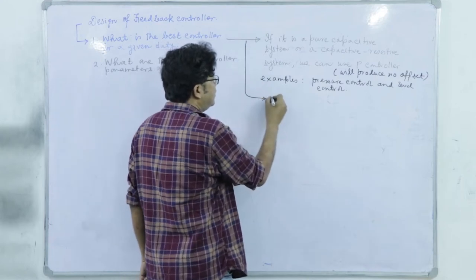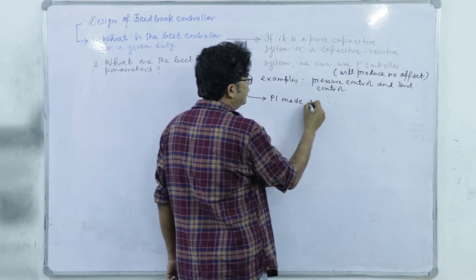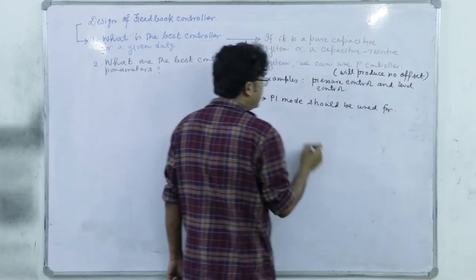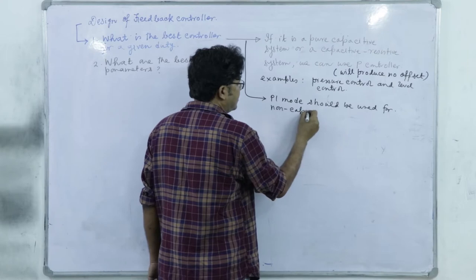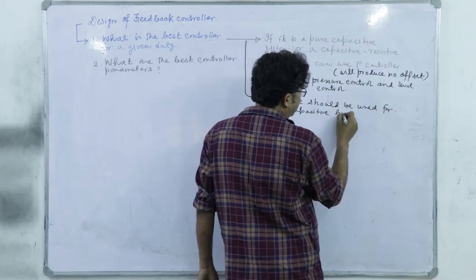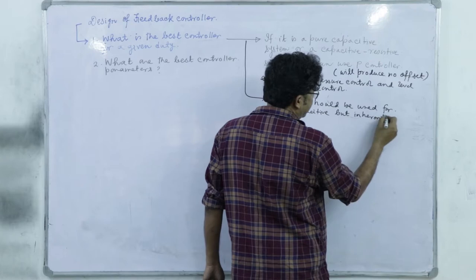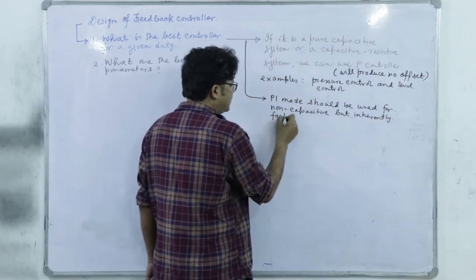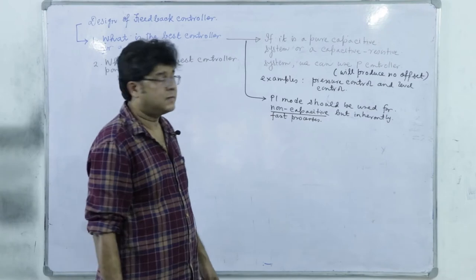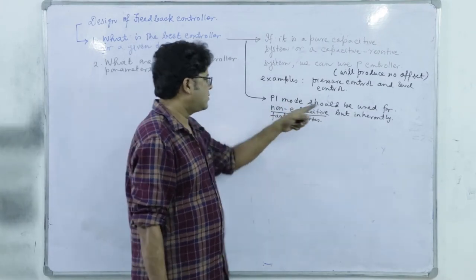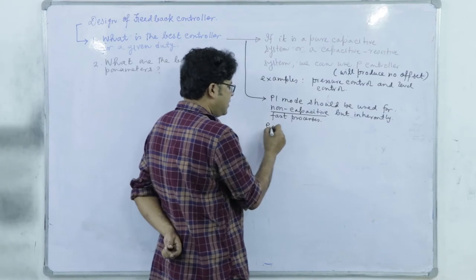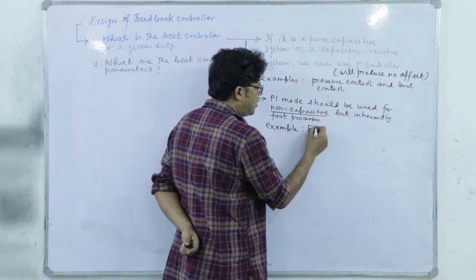So, PI mode should be used for non-capacitive but inherently fast processes. Why should it be non-capacitive? Because for non-capacitive, P controller is sufficient. So, PI mode of control we should use if the process is non-capacitive, but it is inherently fast. The example is flow control.